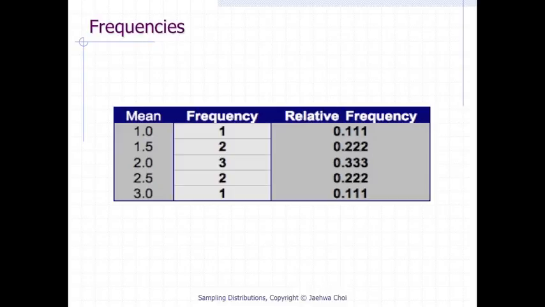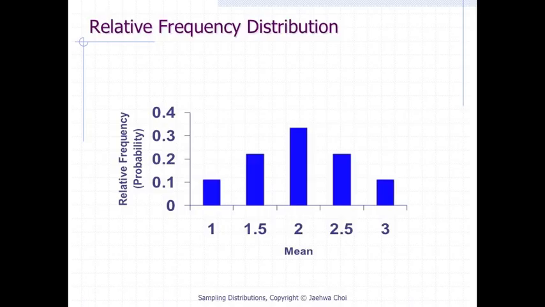The frequencies and relative frequencies of each possible mean are reported in this table. Because there are 9 possible outcomes, the relative frequencies are equal to the frequencies divided by 9. This graph illustrates the distribution of the relative frequencies. Since the y-axis is the probability of obtaining a given mean from a sample of 2 balls, the distribution can also be considered a probability distribution. This distribution is called the sampling distribution of the mean. More specifically, it is the sampling distribution of the mean for a sample size of 2.